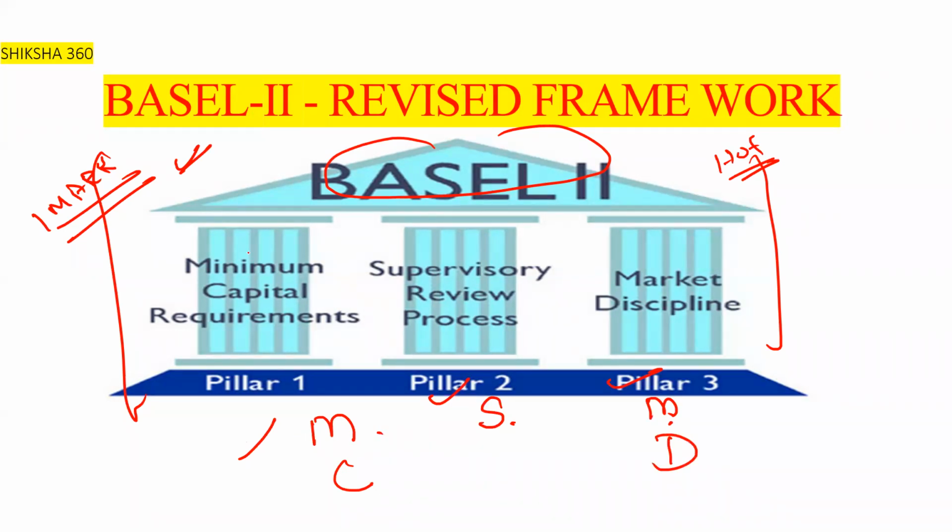So this one we can say is the minimum capital requirement. Second one is the supervisory review process. Third one is market discipline. Clear? So basically this is the revised framework, and you have to remember it. This is very, very important from the examination point of view. So let's start our discussion on that.